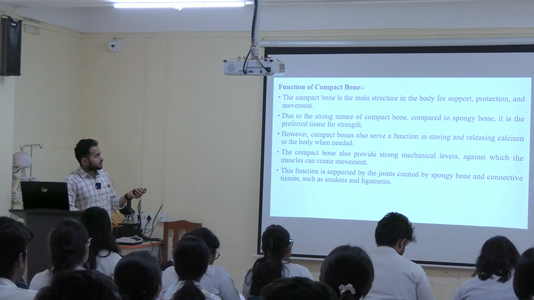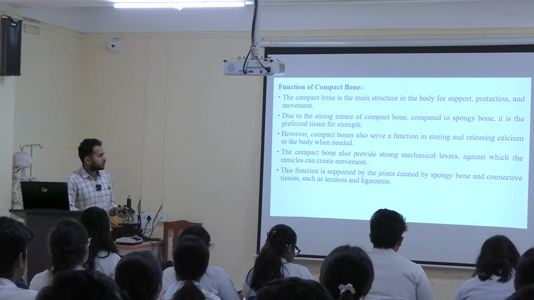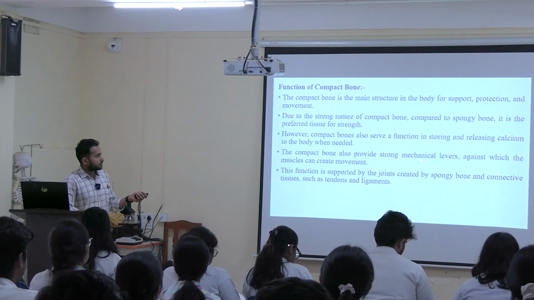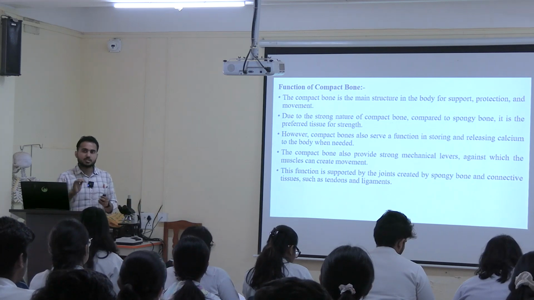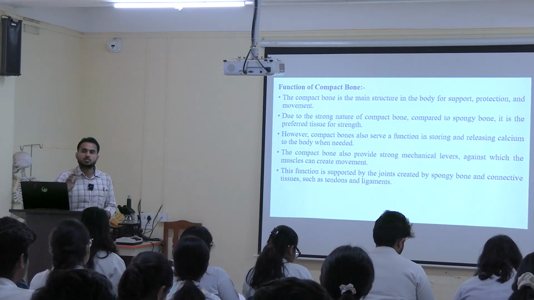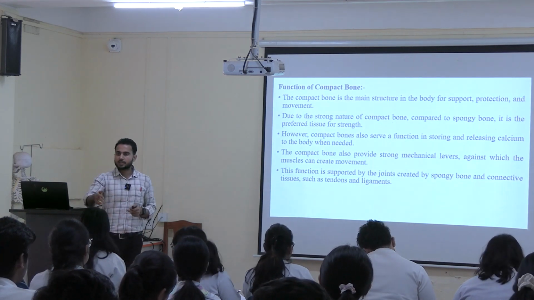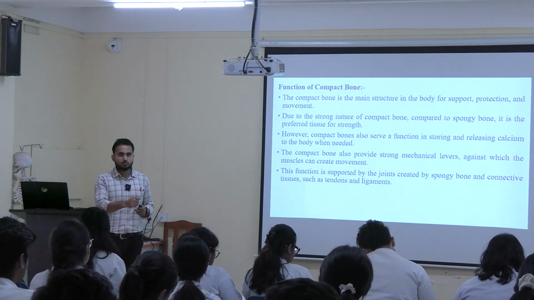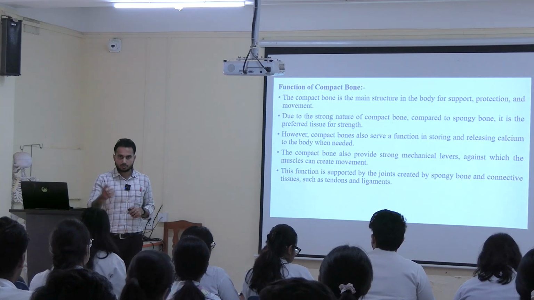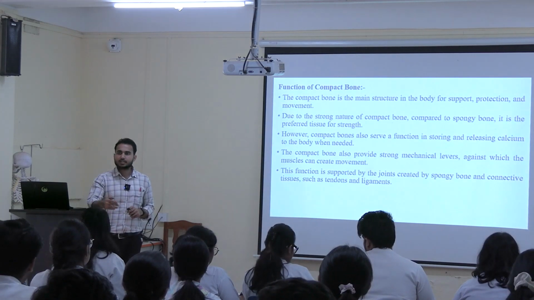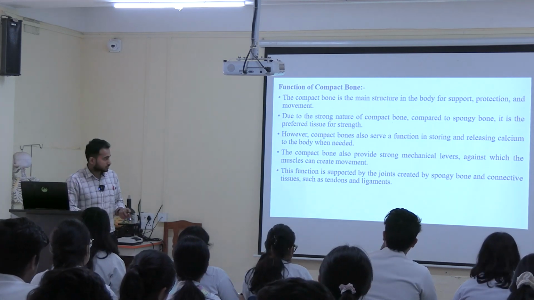Now, this compact bone also serves the function of storing and releasing calcium whenever it is required. It also provides strong mechanical levers against which the muscles can create movement. That means the muscles are attached, which cause movements. So various joints are there, and these joints are crossed by the muscles, and we can do various movements. Those muscles go and attach to the bone. You have studied the muscle attachment. Now where are they attaching? They are attaching into the compact bone. They are inserted into the compact bone.